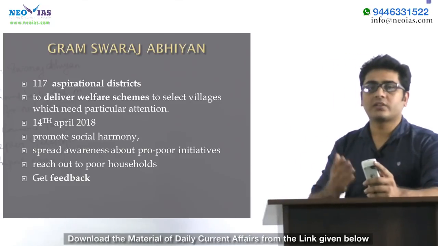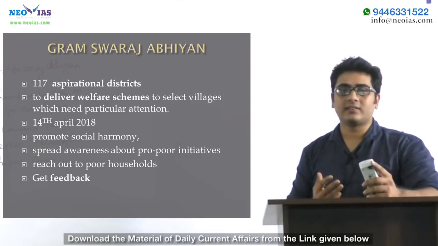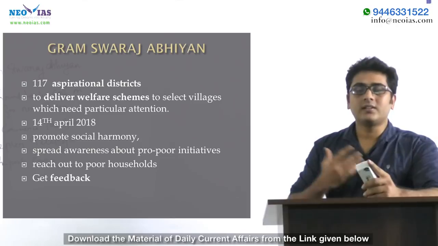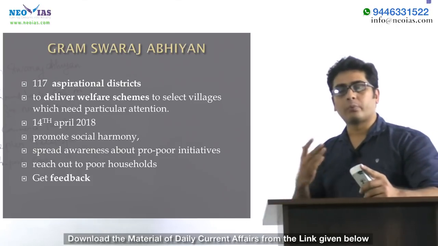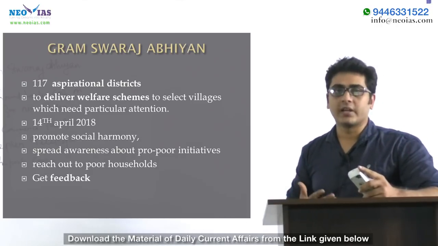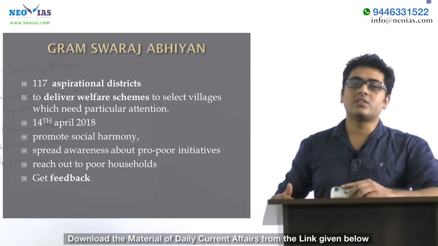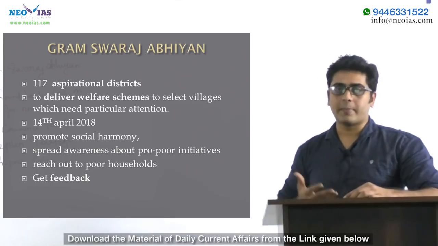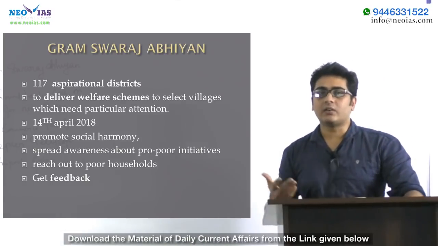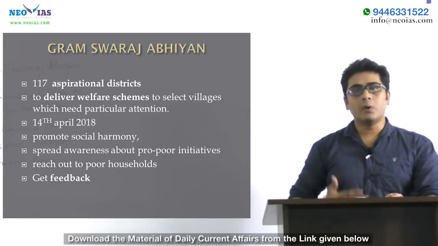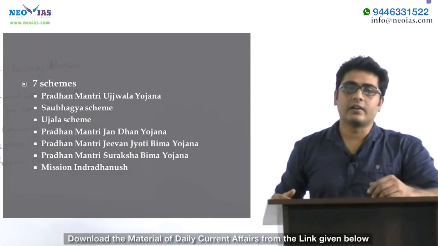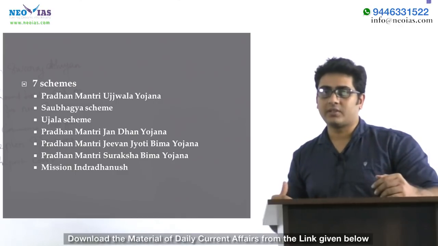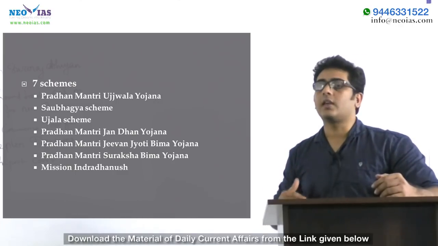Some of the objectives of this Gram Swaraj Abhiyan are, one, to promote social harmony. Then it aims to spread awareness about pro-poor initiatives taken by the government. Also, they aim to reach out to the poor for their upliftment, and they will obtain feedback regarding these welfare schemes and improve them further. As I said earlier, this Abhiyan aims to deliver welfare schemes to some of the targeted areas.